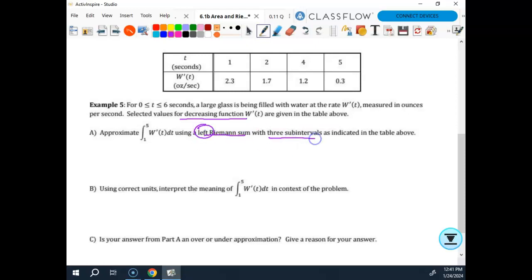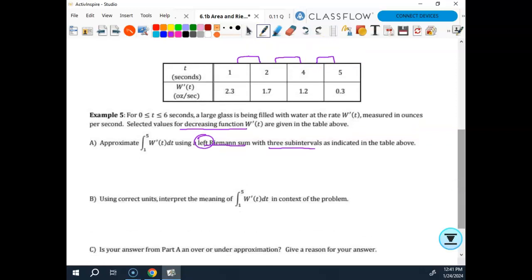with 3 subintervals. Okay? So I can do 1, 2, 3. I'm going to find the change in t first. So 2 minus 1 is 1. 4 minus 2 is 2. 5 minus 4 is 1. Then I've used those. I'm going to mark them out so I don't accidentally use them.